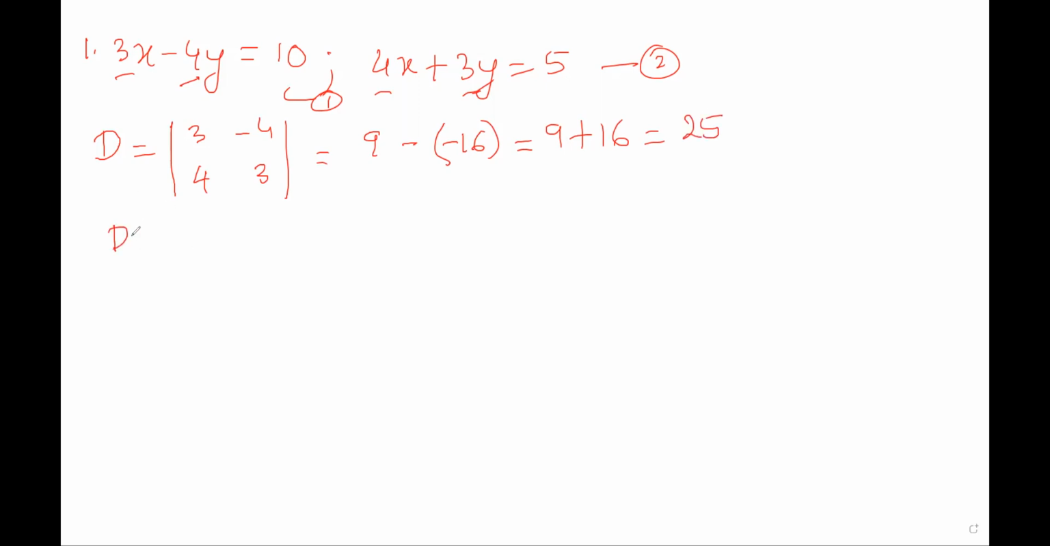What about Dx now? Dx is again a determinant. Dx you want to find, so you replace the coefficients of x: minus 4, 10 and 3 and 5 in this arrangement. So what you get here is minus 4 into 5, minus 20, minus 10 into 3, minus 30. Minus 20 minus 30 is equal to minus 50, which is Dx.